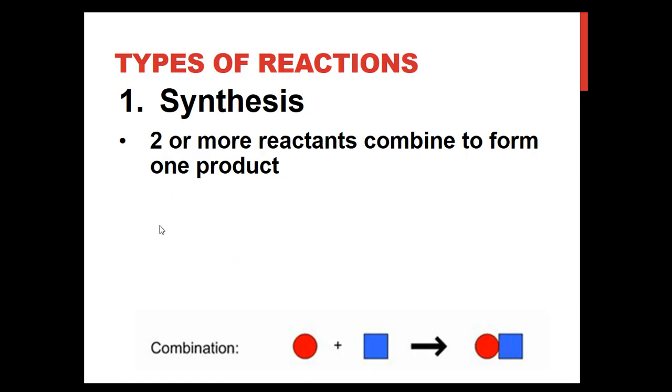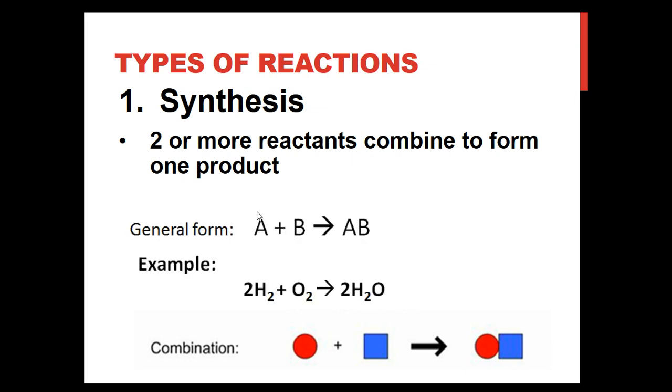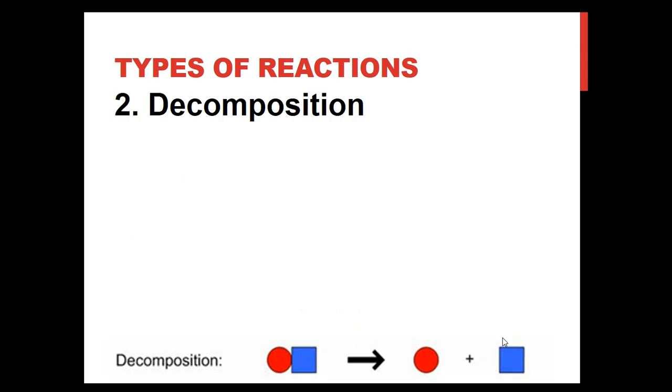Okay, so first let's take a look at synthesis. And I just said it's 2 or more reactants combining to form one product. And here's the general form: A plus B makes AB, or yields AB. And here's an example: H2 plus O2 makes H2O, makes water. Okay, so 2 or more things adding up to make one product. It has to be just one product, okay? So multiple things making one product. That is a synthesis reaction, okay?